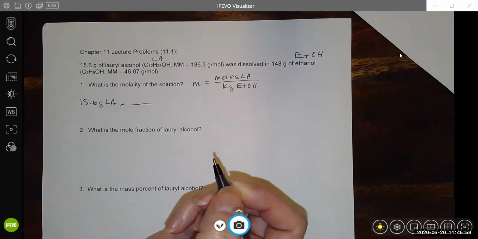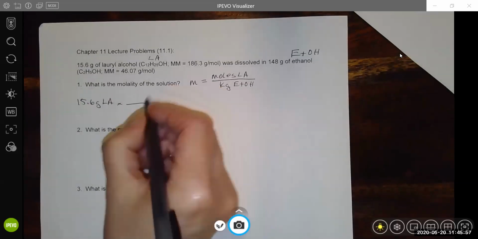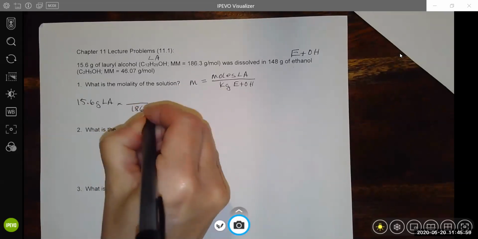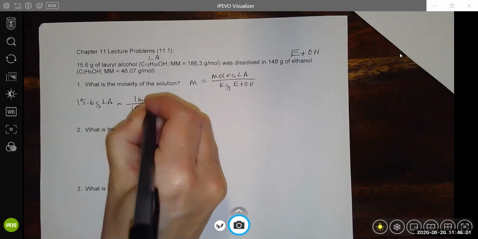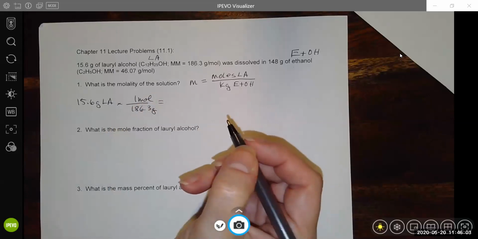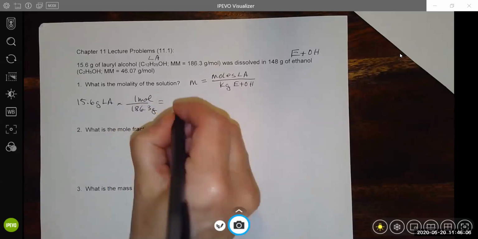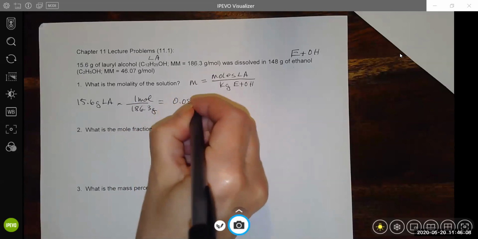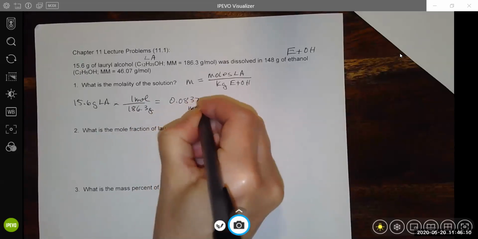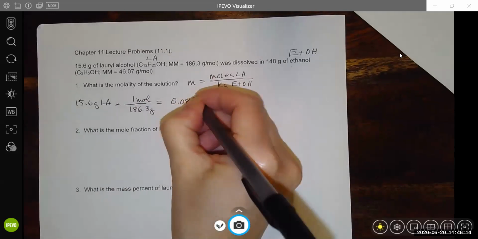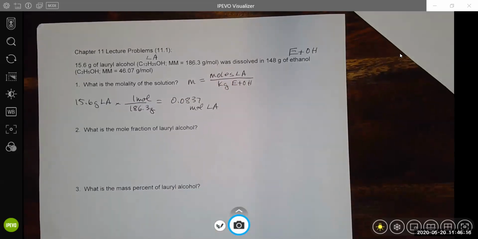15.6 grams lauryl alcohol. Its molar mass is 186 here. And that is 0.0837 moles of lauryl alcohol. I'm just going to round it to 3 sig figs. When I do this in my calculator, I keep more sig figs than that. I'm just writing it down for purposes of doing it quickly here, but in my calculator, I have more digits than that.